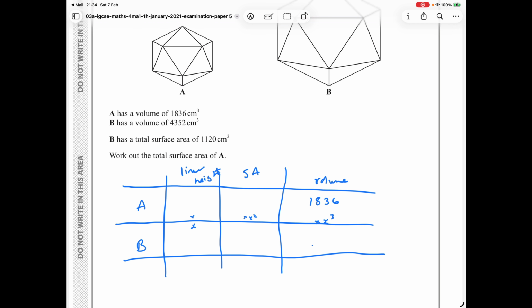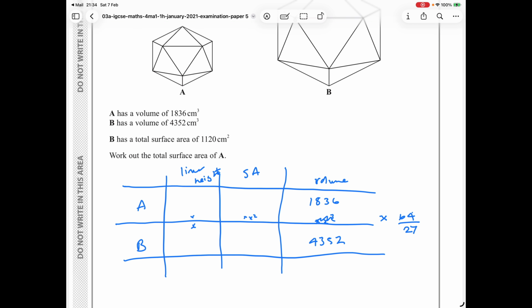1836 is the volume of A, and B has the volume of 4352. Now, you are going to have to use your calculator for this. So what I would do is I'd go 4352 divided by 1836. And what I'm going to hope is that the number that you get is cubic. And this happens to be, so it's times 64 over 27.